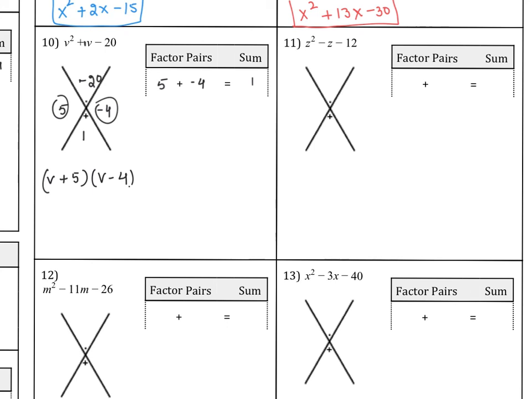So next is negative 12, negative 1. The two numbers that multiply to get negative 12 and add to get negative 1 are negative 5 and 4. And then the factors are z minus 1, z plus 4.